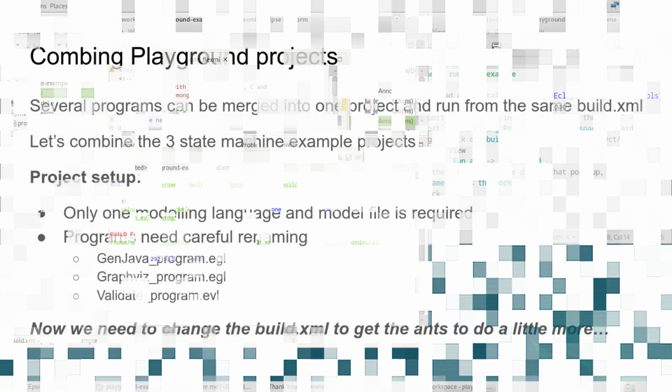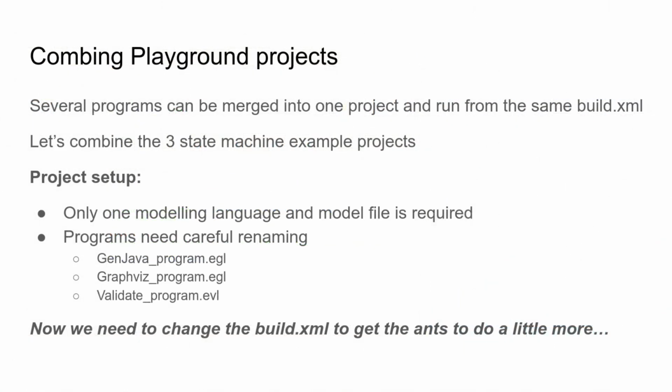It will be possible at this stage to download multiple projects from the playground and combine them within this one development environment space, and adapt the Ant build XML such that we can execute multiple programs against a model, which would enable us to perform both validation, code generation, and the generation of a graphical representation of our model. Let's download those projects and see how these can be combined.